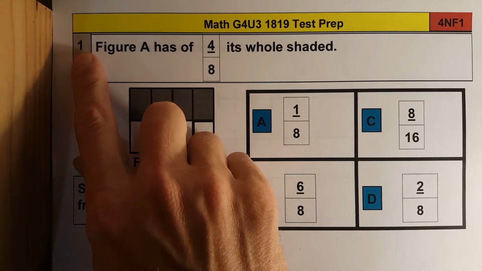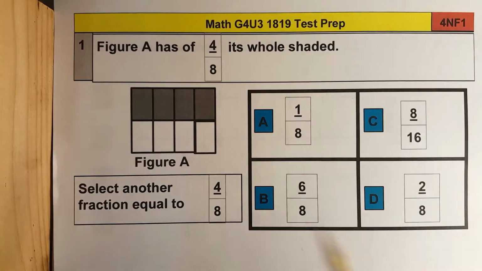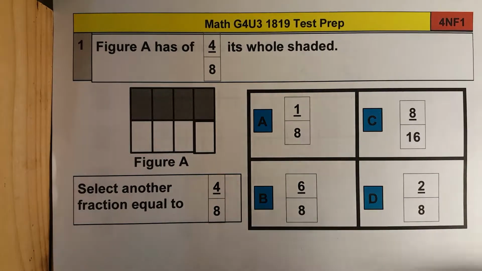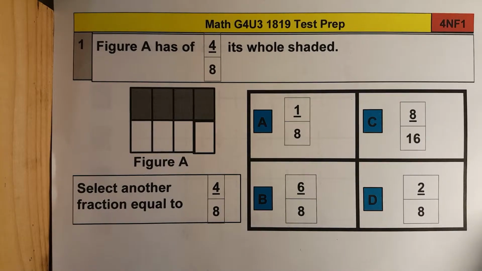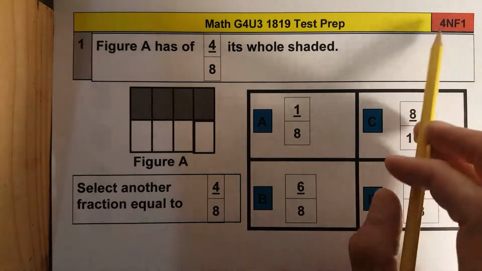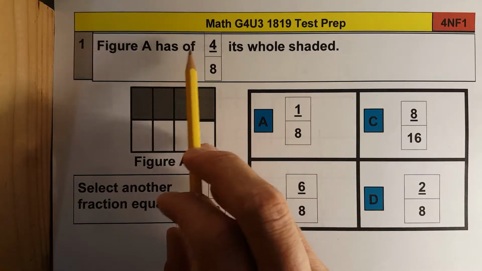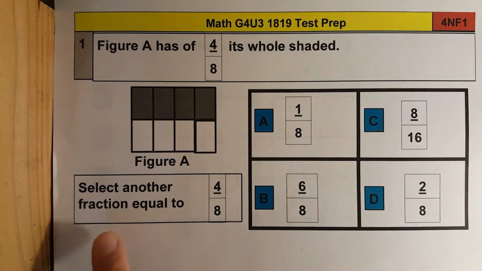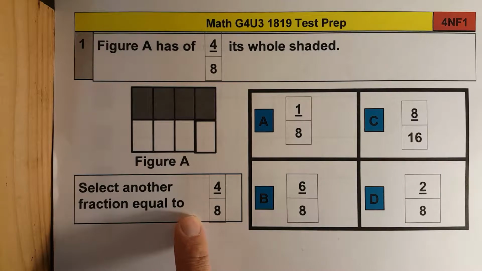So here's number 1, and this is what number 1 looks like. For some of these, I'll read it out so you can get familiar with the language. But again, this is not an explanation of solving these problems. It's just to give you a preview of what's coming up. So number 1, 4NF1. Figure A has 4/8 of its whole shaded. Select another fraction equal to 4 over 8.